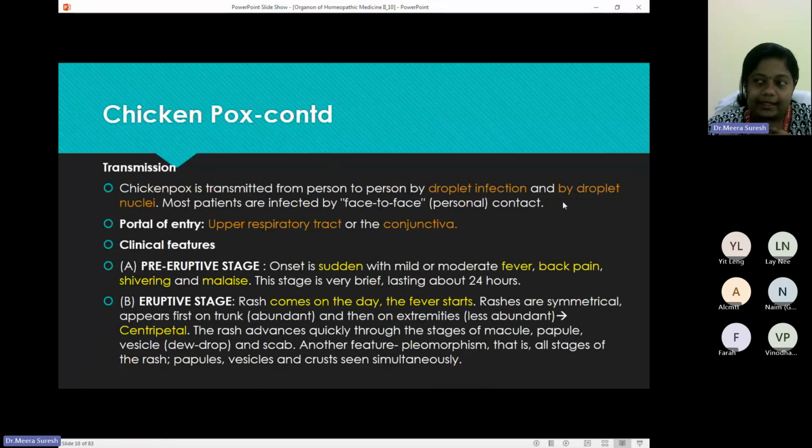Anyone would like to make a guess? Actually, we have told this in some of the modules. I don't know, maybe even in practice of medicine.